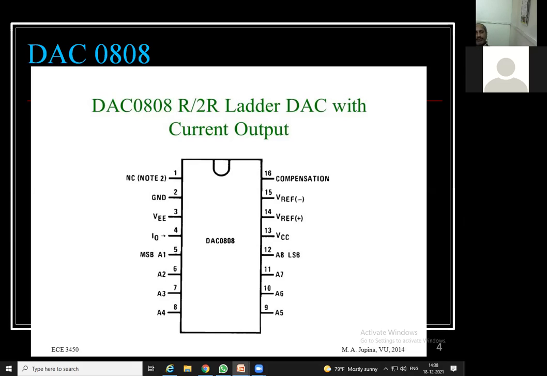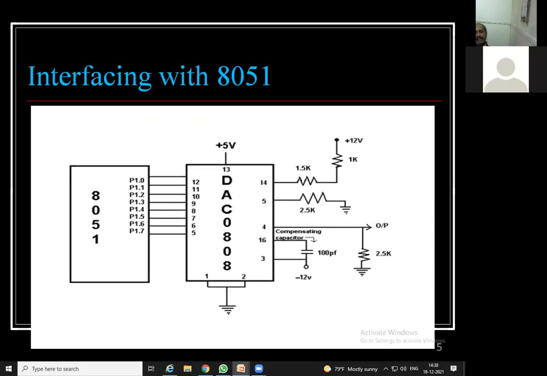So what is the concept of DAC? First we should know that. DAC is nothing but a digital to analog converter. That is, if 1101 is the input, it is going to be converted into a particular decimal or analog output, like 30 degrees Celsius. But for that, you again require particular connections. So interfacing with 8051 can be done in this manner.